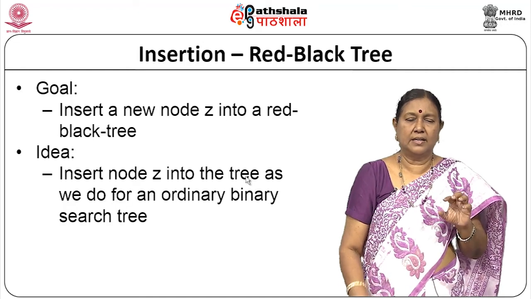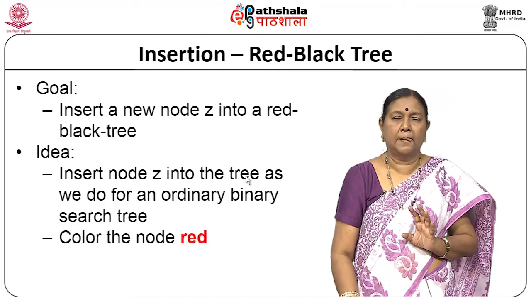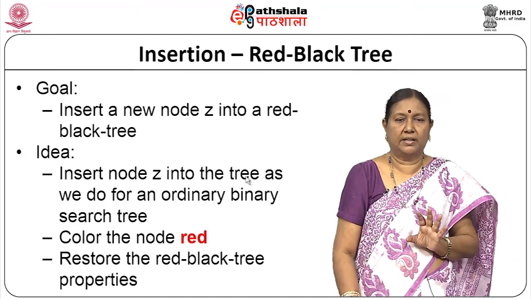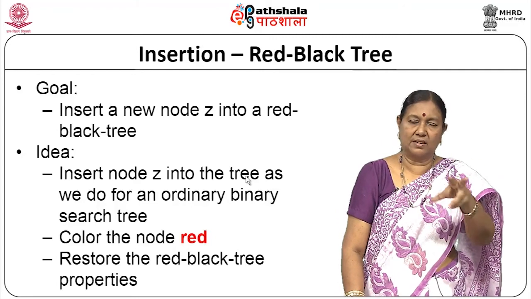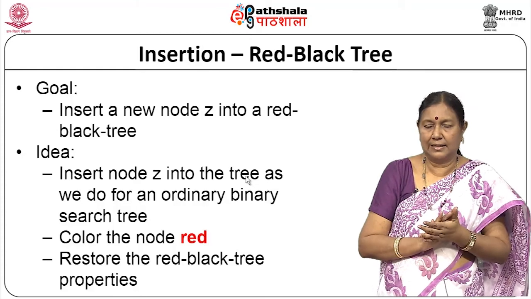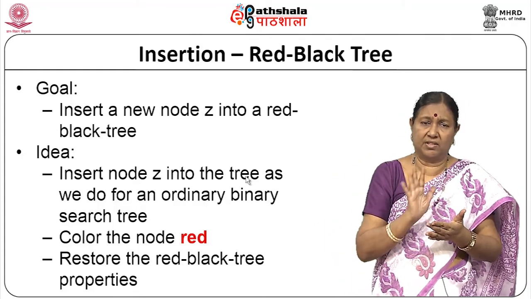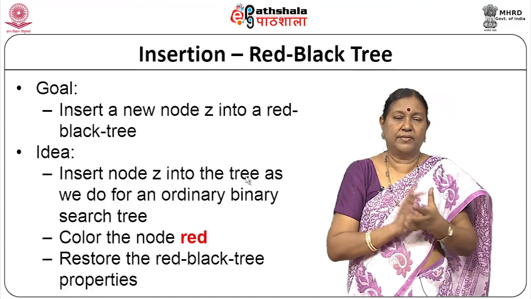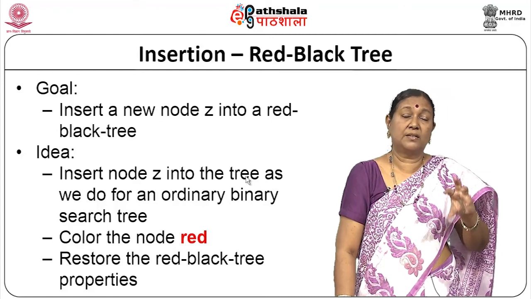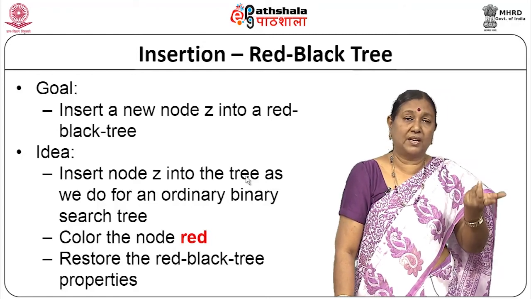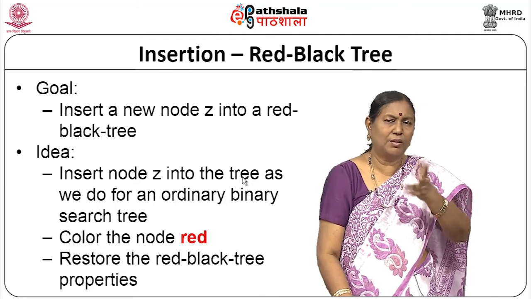The idea is insert node z into the tree as we do in an ordinary binary search tree, and color the node red. Restore the red black tree property. We do not know where z is inserted, we will come to that later. Then you have to restore the red black properties. Remember, if you have a red node, its parent should not be red, its children should not be red, both have to be black.